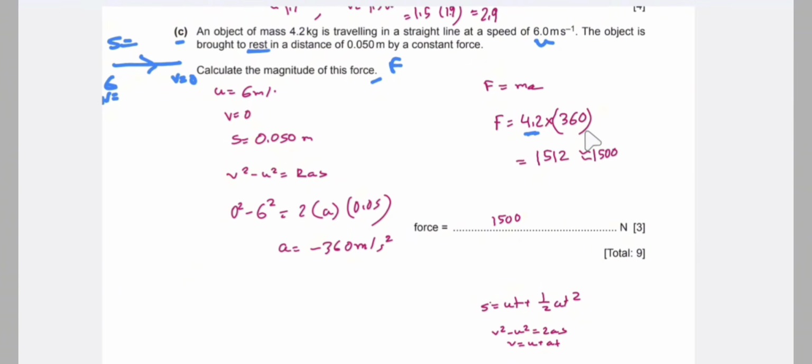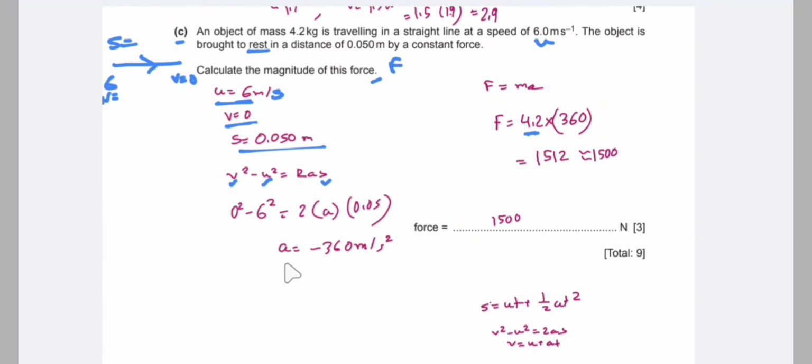So to find the value of acceleration, first of all we need to use the initial velocity. We know the value of initial velocity, that is 6 meter per second. Final velocity is 0, and the distance is 0.050 meter. So by using the equation v square minus u square is equal to 2as, we know the value of final velocity, that is 0, initial velocity is 6, and the distance is 0.05.